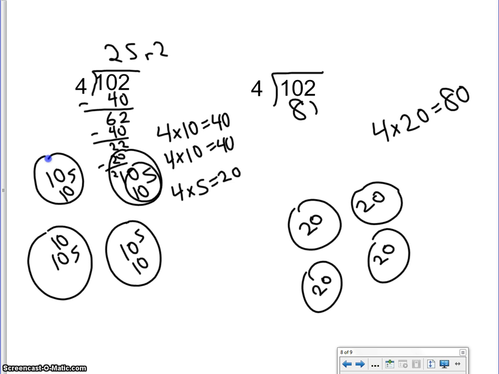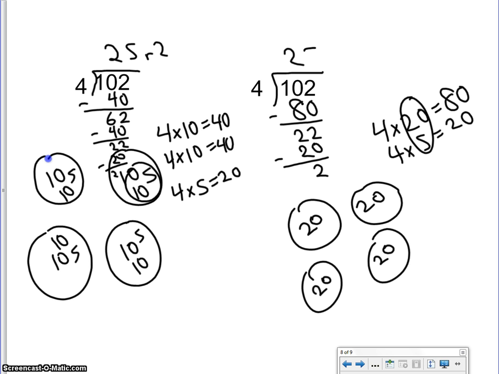So they would take 80 away right away, and we're left with 22. And then here we have 4 times 5 is 20. Take the 20 away, left with 2. And you still end up with the same answer of 25 with the remainder of 2. Okay, so that's one strategy, to break it apart and do it in parts and put those parts together, similar to what we were doing with multiplication.